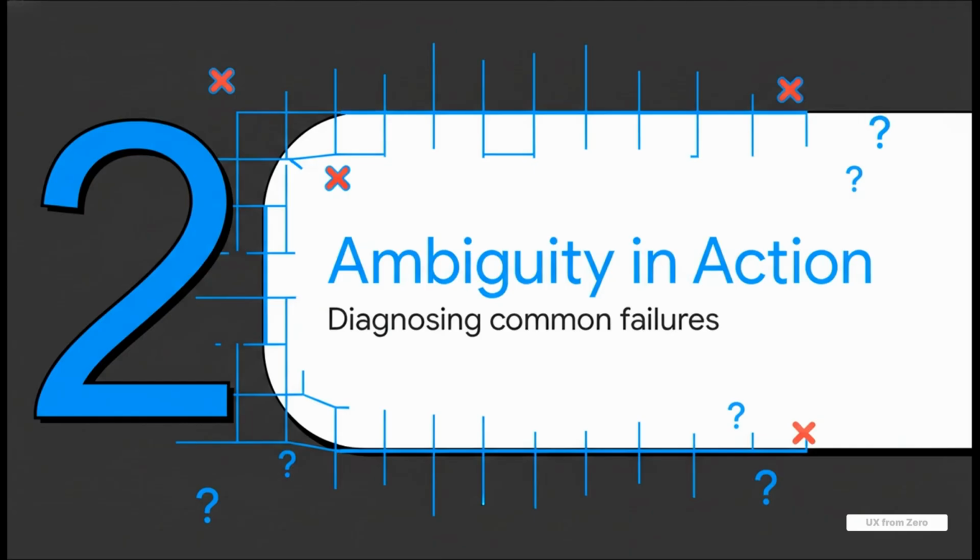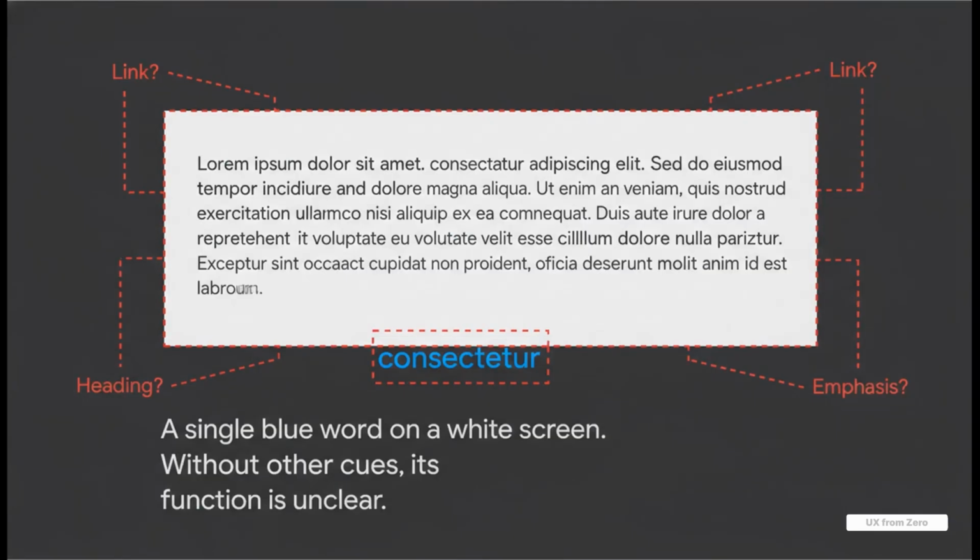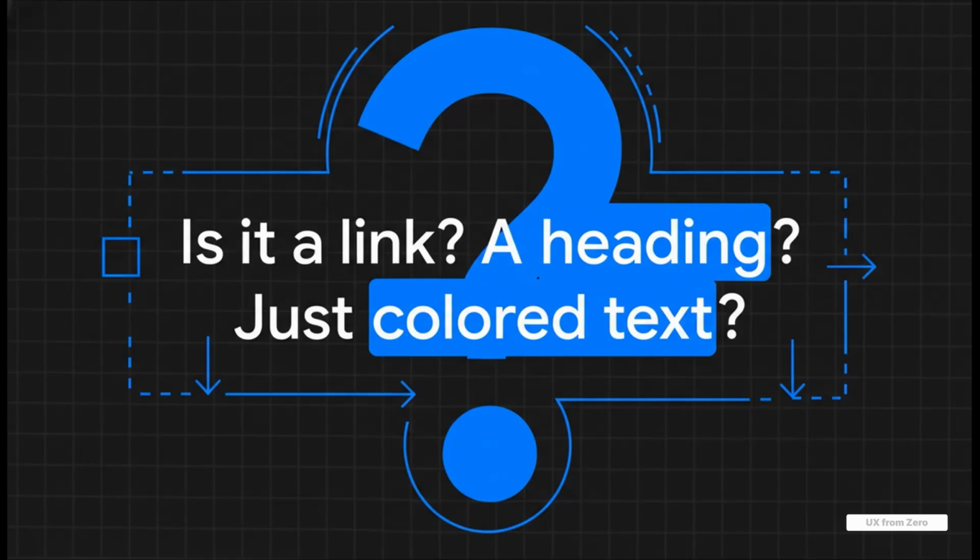All right, so let's look at some real-world examples of this ambiguity in action. I'm willing to bet you've run into these yourself, probably more times than you can count. Okay, picture this. You're looking at a screen, it's super minimal, just a white background, some text, and then there's a word in blue. Just a blue word. No box around it, no shadow, nothing. So what does your brain do? It goes into overdrive for a millisecond. Is that a link? A headline? Is it just blue? That little bit of thinking you have to do, that's called cognitive load. It's like a tiny tax you have to pay just to use the app.